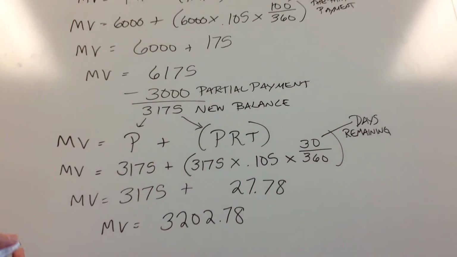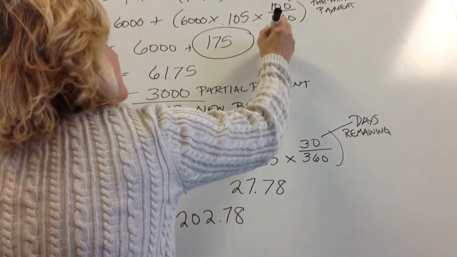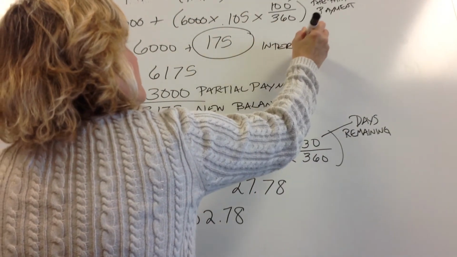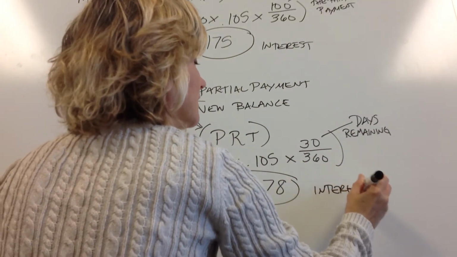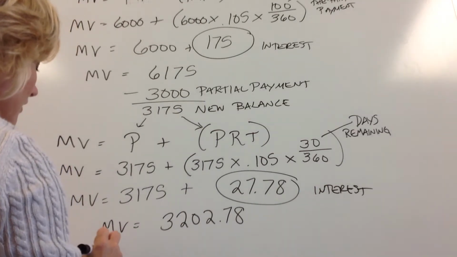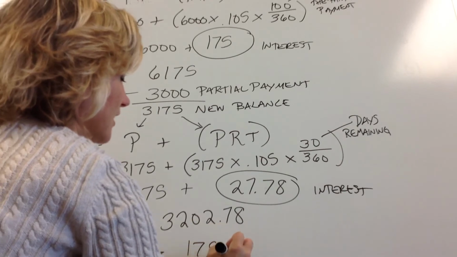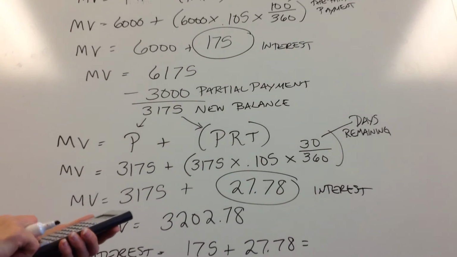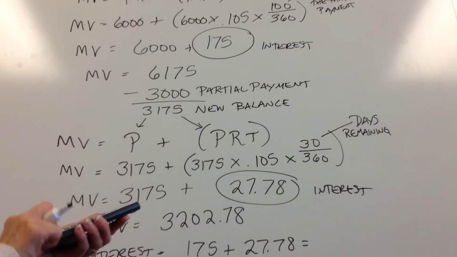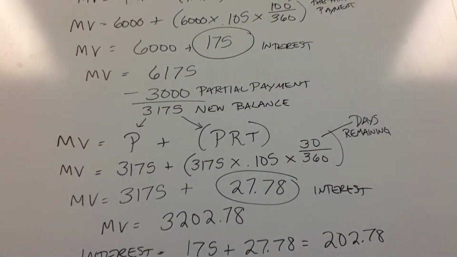Then the other thing says, well, how much total interest? This here is interest, and then this here is interest. So again, if I add those together, I will get the second thing that it's asking for. So the $175 plus the $27.78, that gives us total interest of $202.78. So those are the two things that it asks for.